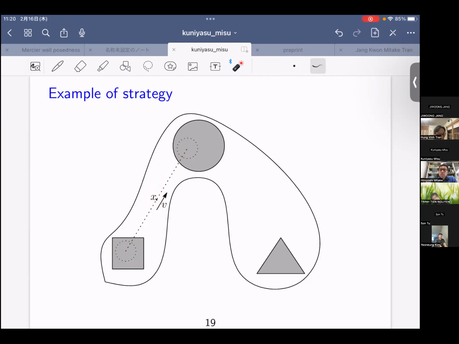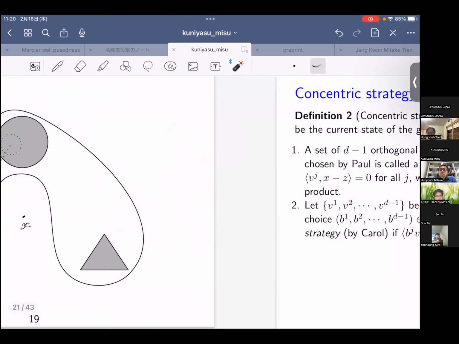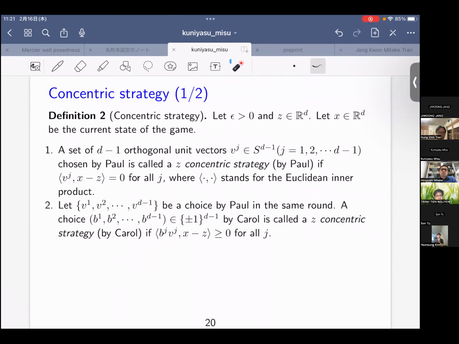The remaining problem is, for any point in the convex hull of omega, how can Paul win? For example, this X. To consider this problem, we introduce the so-called concentric strategy. This is a definition of the concentric strategy, but this is a higher-dimensional version. Okay, I'll draw a picture.